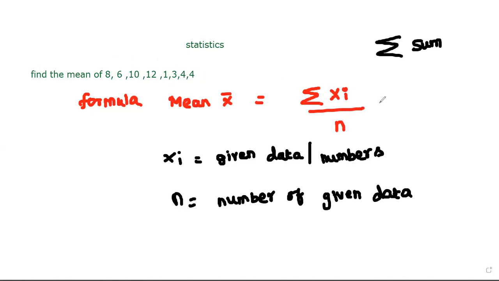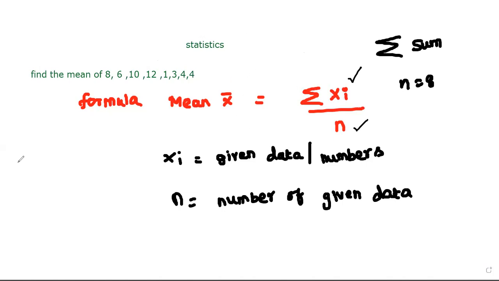Count it carefully. It seems simple, but you're not allowed to make any single mistake. So what is the value of n? The value of n is 8. There are totally n data present. In summation xi, we are done with the denominator. We'll move to the numerator. What are we supposed to do? We have to perform addition. We have to add all the given data.